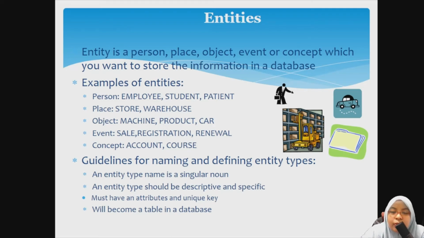We go for the entities first. Look at the example here. An entity is a person, place, object, event, or concept for which you want to store information in the database. The previous slide also mentioned the same thing. Examples of entities: employee, student, patient, academic staff, non-academic staff. It can also be a place, such as a store, warehouse, or headquarters. An object can be a machine, a car, or a product, because a product has a label and an expiry date. An event is like a sale, registration, or renewal. And a concept is like an account or cost. So these are examples of entities.